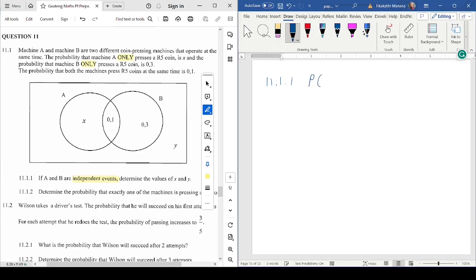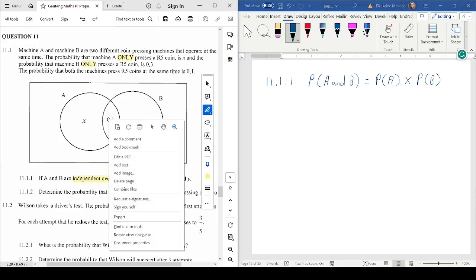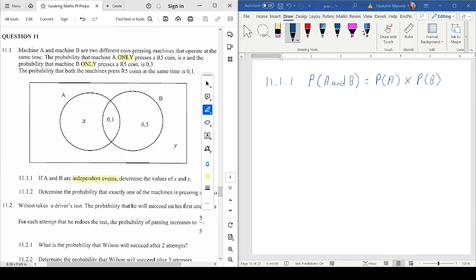So how does that look? We say the probability of A and B. This word "and" means intersection. That's equal to the probability of A multiplied by the probability of B. That's the condition for independence. Now we're going to use this condition to see if it can help us calculate. What is the intersection? Do we know what the probability of the intersection is? Yes, we are given it over there. It's 0.1. So we're just going to plug it in.